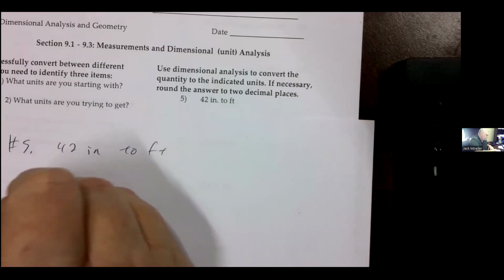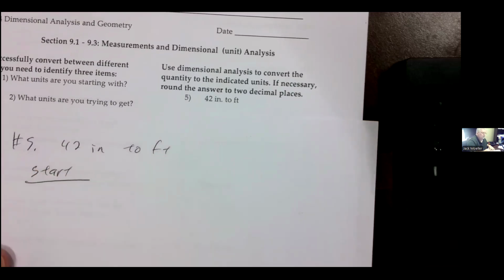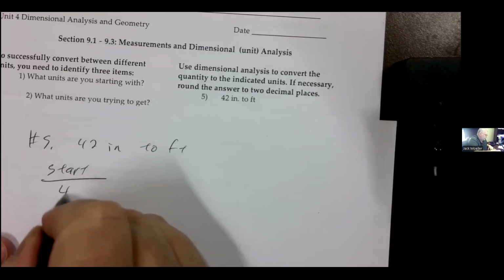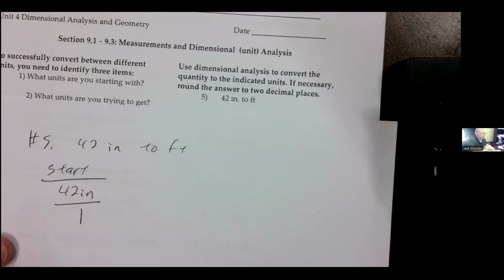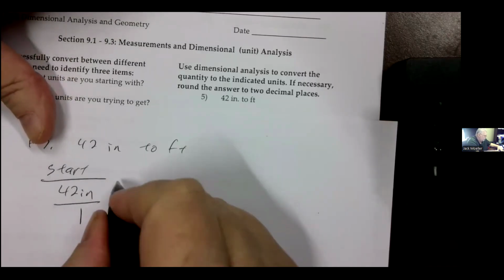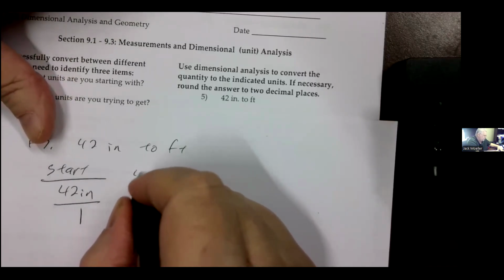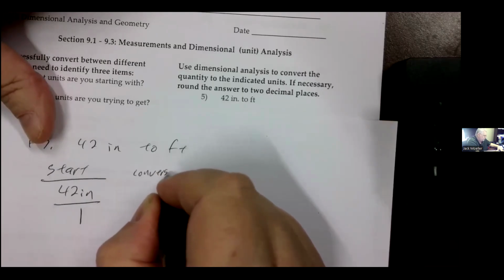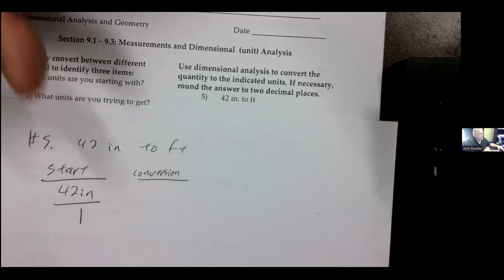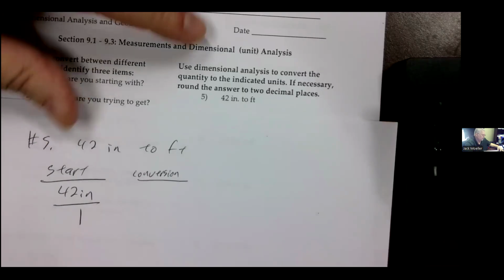So where do you start? Well, we're starting with 42 inches. And what I want you to do is put that over 1, so make that a fraction: 42 inches over 1. Now we need a conversion. And now sometimes we're going to have more than one conversion, and we'll talk about that.